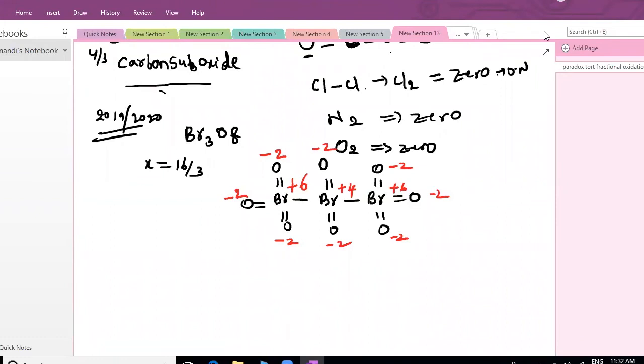I hope you can do this one. Bromine 3x, each oxygen minus 2 into 8 equal to 0. 3x equal to 16. Then x equals how much? 16/3.